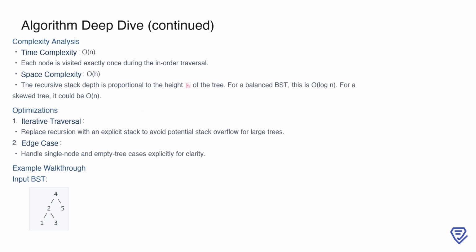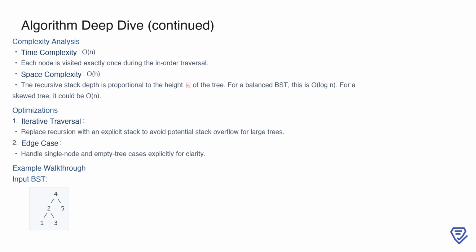The algorithm has an efficient time complexity of O(n), as each node in the BST is visited exactly once during the in-order traversal. The space complexity is O(h), where h is the height of the tree. This space is used by the recursive stack, which for a balanced BST is O(log n), and for a skew tree is O(n). To optimize further, recursion can be replaced with an iterative traversal using an explicit stack to prevent stack overflow for very large trees.